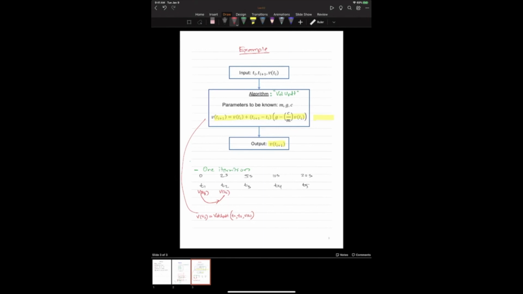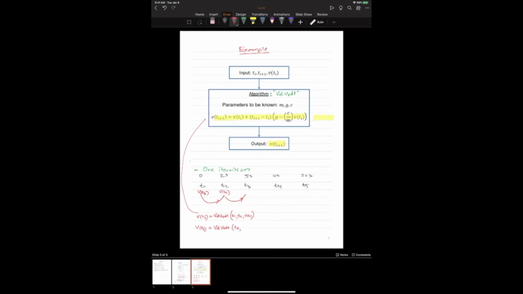I can do the same to find T3. So for V(t_3), I will apply the algorithm one more time, velocity update. Now, T1 is the present time, so the present time now is T2.